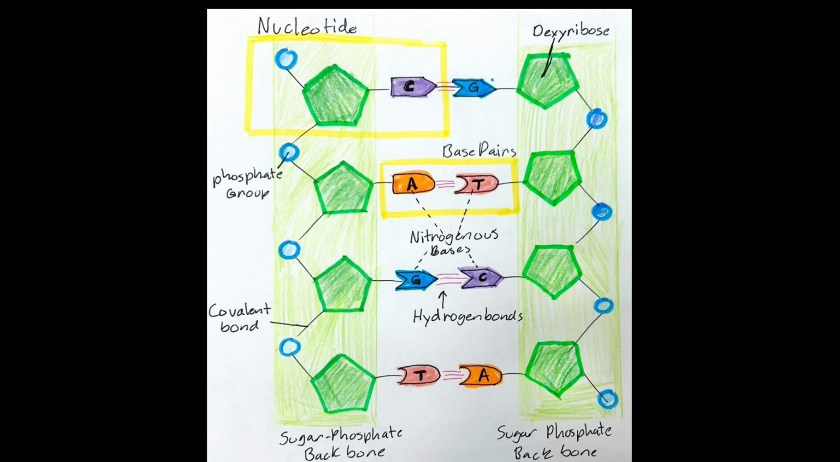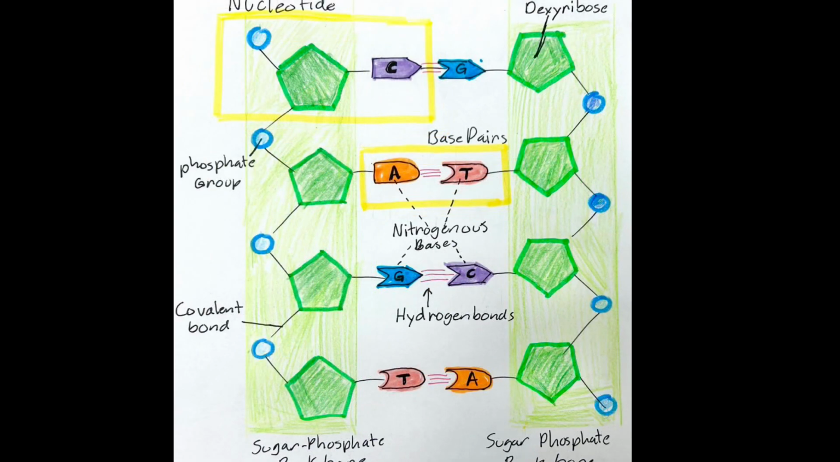Attached to each sugar is one of four nitrogenous bases: thymine, guanine, cytosine, and adenine. These bases are what connects the two phosphate strands together, kind of like a zipper. Base pairings are how the nitrogenous bases connect. Adenine connects with thymine, and guanine connects with cytosine. These are held together by hydrogen bonds. A covalent bond connects the phosphate group and the deoxyribose.